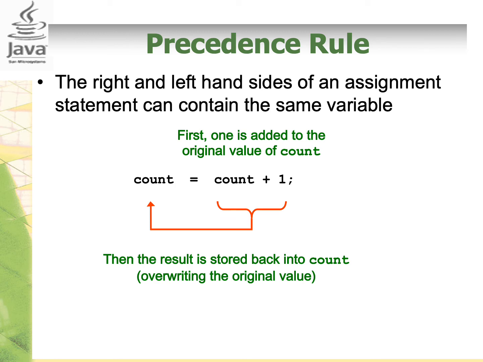Then, the value is stored in the variable on the left side, which in this example is the variable answer. Also, the right and left hand sides of an assignment statement can contain the same variable. For example, as shown here, we have count equal to count plus 1. What happened here is the value 1 is added to the original value of count, and the result of the calculation is stored back into the variable count. This means that the original value of count is overwritten.